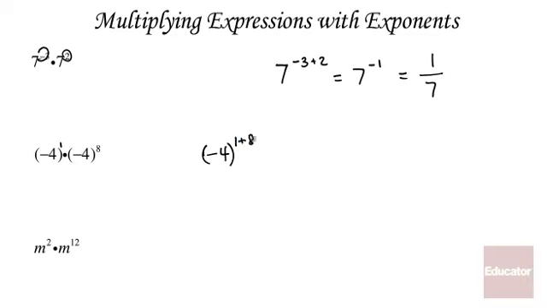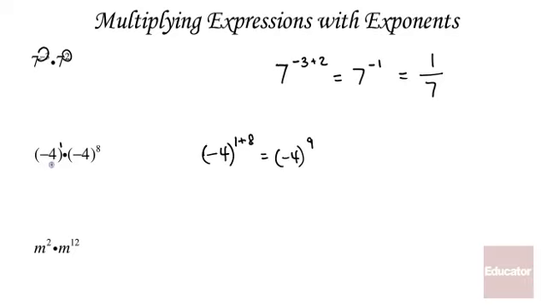Let's try multiplying expressions with exponents. So remember that you keep the base the same and you add the exponents, negative 3 plus 2. So it's going to be negative 3 plus 2, which equals 7 to the negative 1. And if you remember from a previous lesson on exponents, this could also be written as 1 over 7. Here we have, there's an imaginary 1, so negative 4, 1 plus 8, equals negative 4 to the 9th.